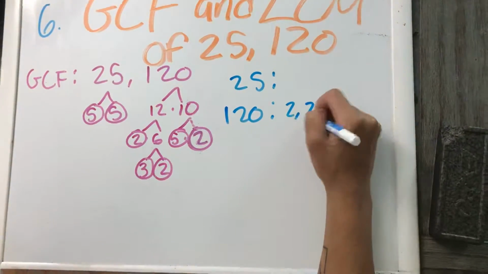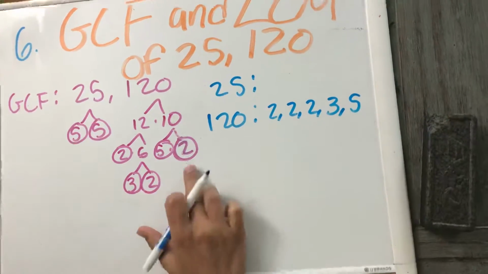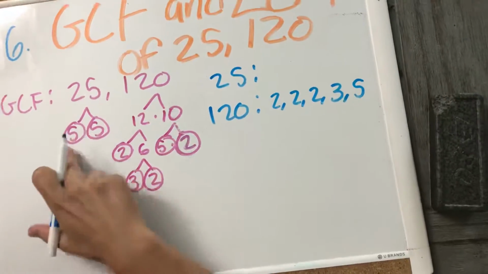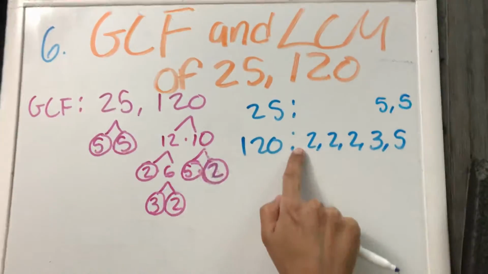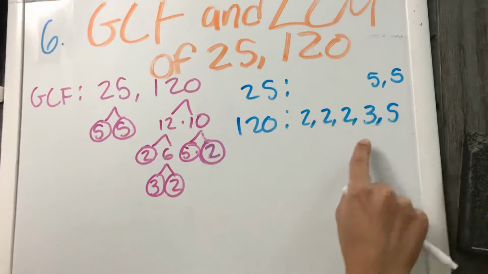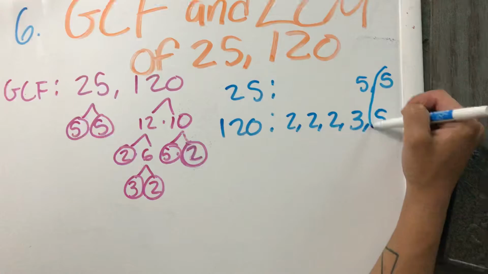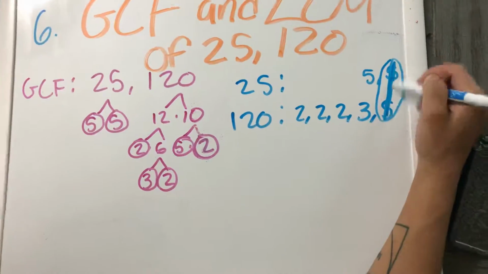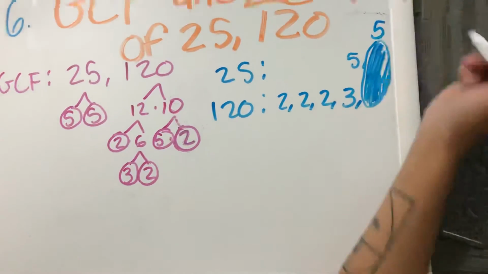We had 2, 2, 2, 3, and a 5. Now for 25, we just had 5 and 5. We have nothing common here, nothing common here, nothing common here. 5 and 3 are not common. 5 and 5 are common. And when they are common, we just remember to use them as 1 5. So instead of 2 5s, this goes away and we're only going to use them as 1 5.